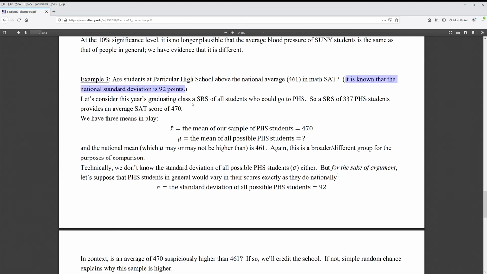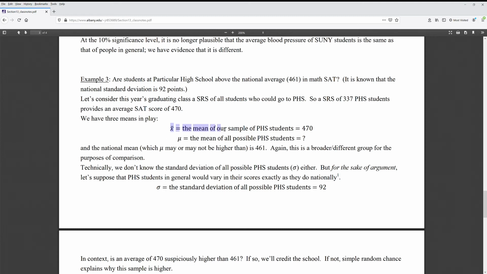So we take a graduating class of students at this school, and we'll say that this particular graduating class, for the sake of argument, is a simple random sample from all students who could go to this school. So 337 PHS students have an average SAT score of 470, which in point of fact is more than 461. But is it suspiciously more, and is that relevant? Is this a one-sided test or a two-sided test? Well, let's organize our facts.